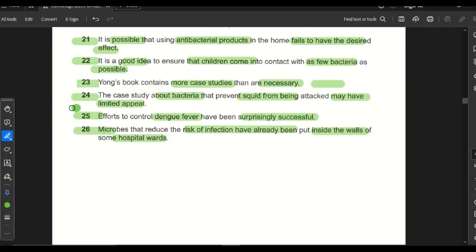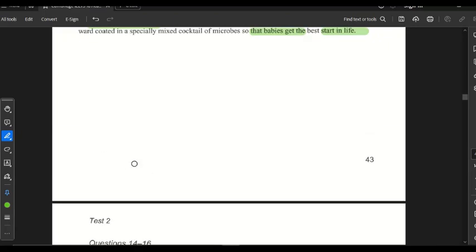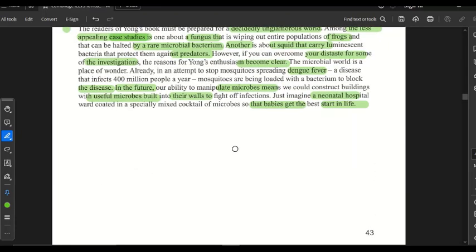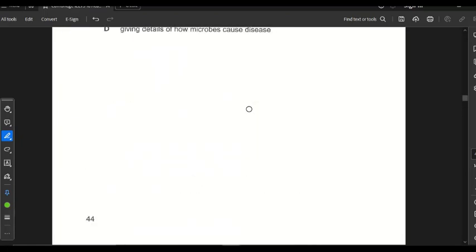Now let's take a look at this one again. The information that we are reading is actually not given. For it to be a no, look at the answer for question number 26. It said have already been. Microbes that reduce the risk of infection have already been put inside the walls of some hospitals. And the statement says in the future, if you control them, we can use them for that. So that one makes it no. However, over here, there is no information about surprisingly successful. Let's look at it once again.